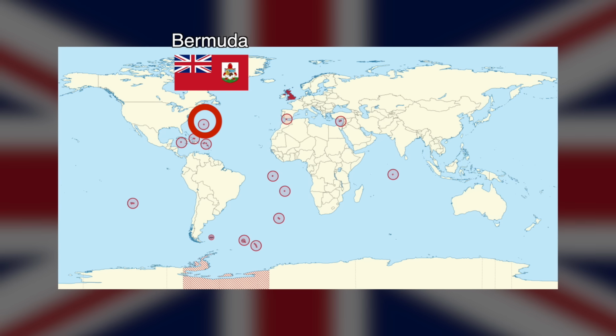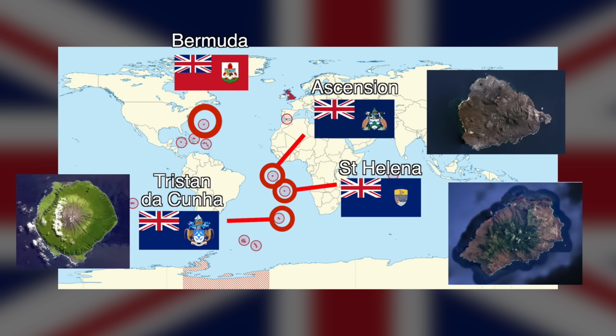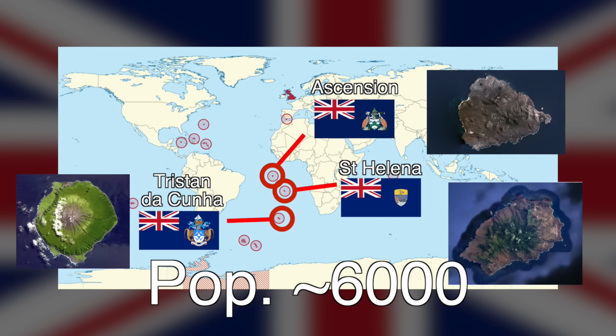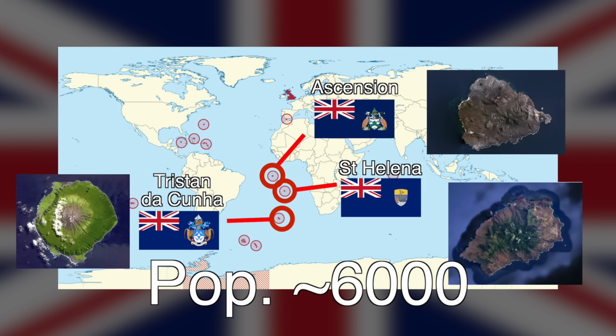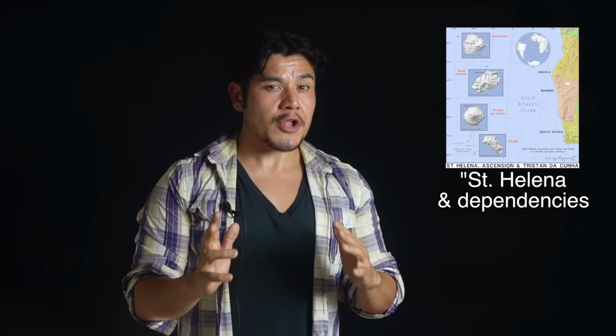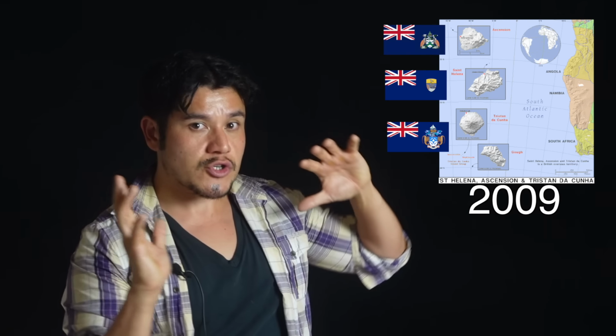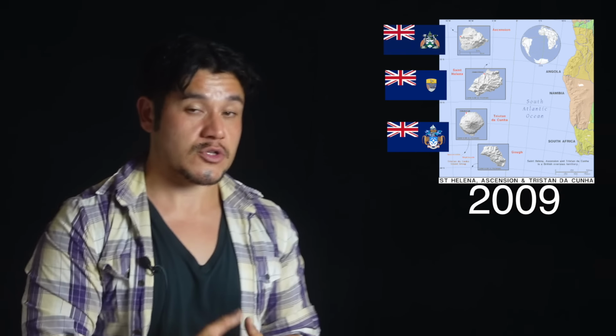From there, we have the mid-southern Atlantic island territories of St. Helena, Ascension, and Tristan da Cunha. Altogether, collectively, they only make up a little bit over 6,000 people in all three of these, about 70% of which live on St. Helena. Now, these three used to be one unit called St. Helena and Dependencies until 2009, when a new constitutional ruling gave all three separate equal territory status.